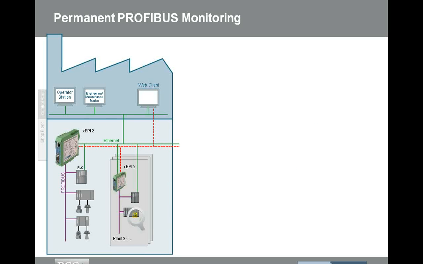The idea behind the tool is that we are doing permanent PROFIBUS monitoring. So if you look here, we've got a PROFIBUS network connected up to an XEPI 2 tool, which is connected to Ethernet. Actually, there's a couple of them shown in the picture. Just to mention, it has a PROFIBUS port on it, and it has an Ethernet port on it. Those two ports provide our connectivity.